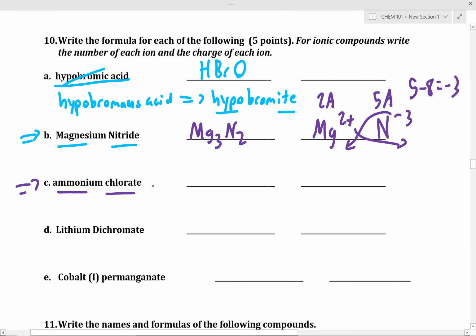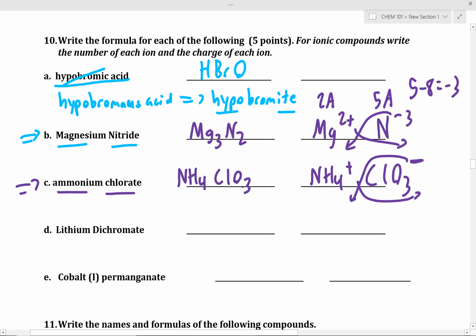So ammonium chlorate. We need to write out the formulas and charges of each of these polyatomics. So ammonium, what is ammonium? Yep, so we have NH4+, okay. And what is chlorate? ClO3, and most importantly, what's the charge? -1. So we cross our charges, and that gives us NH4ClO3. Not too bad, right?